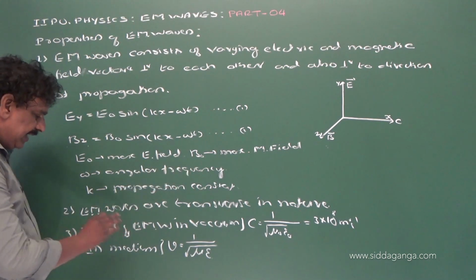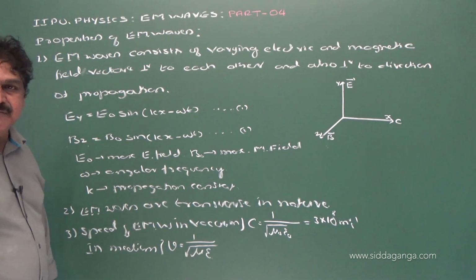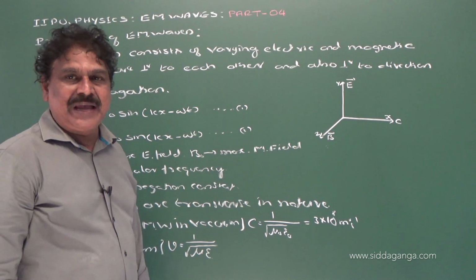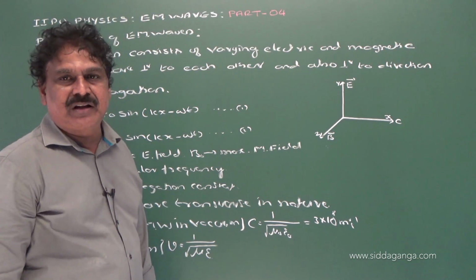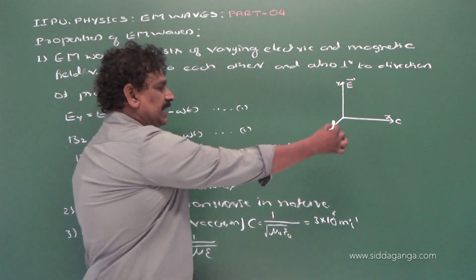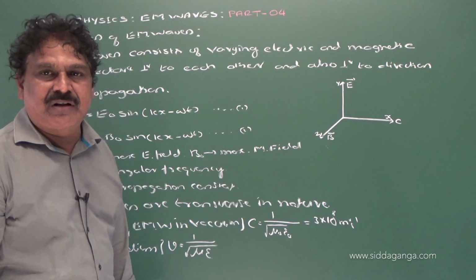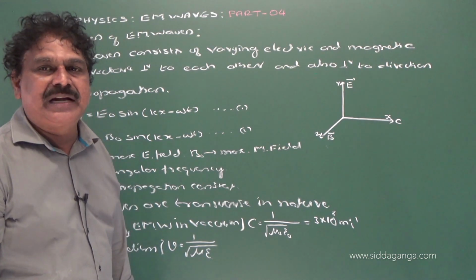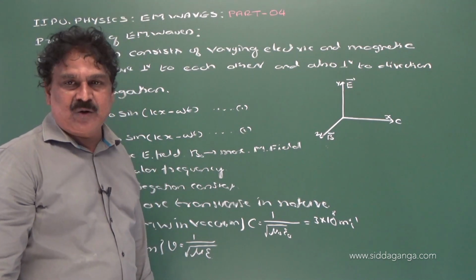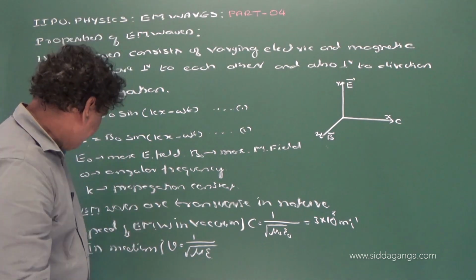The second property is that electromagnetic waves are transverse in nature. The waves which vibrate perpendicular to the direction of propagation are called transverse waves. Since the electric field and magnetic field vibrate perpendicular to the direction of propagation, an electromagnetic wave is a transverse wave. We cannot find any electromagnetic wave having a longitudinal nature.